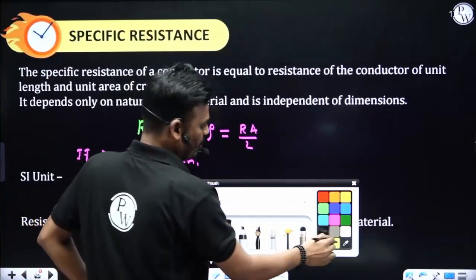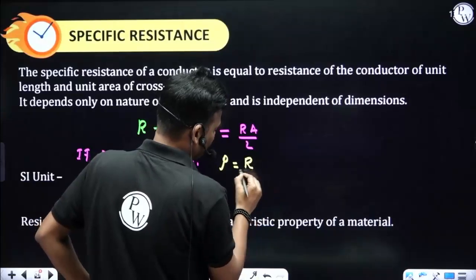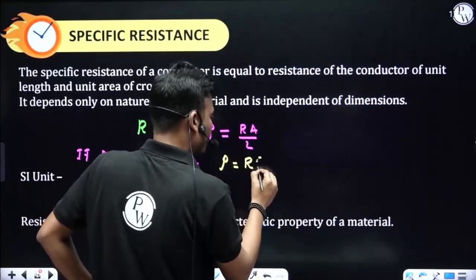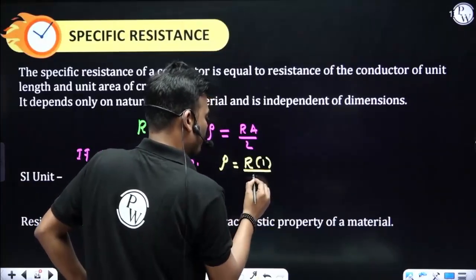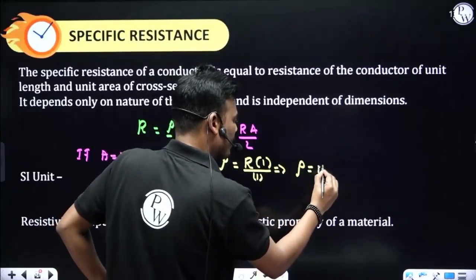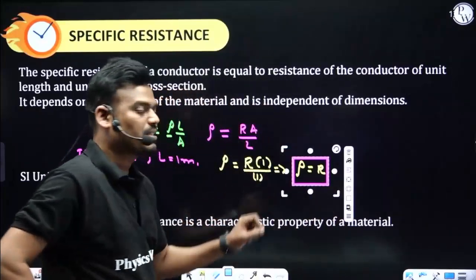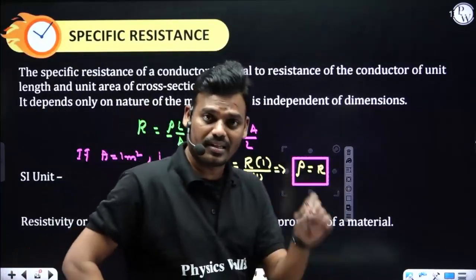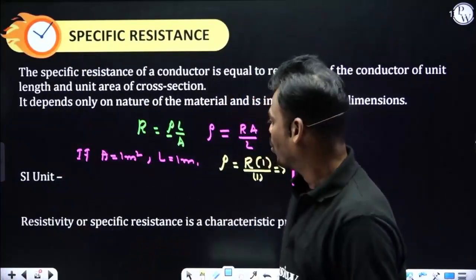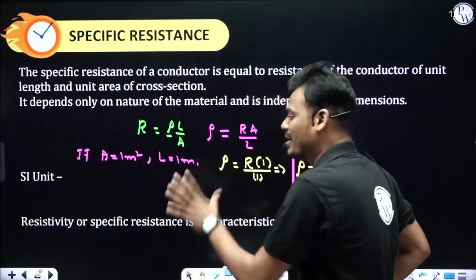What happens to the resistivity or specific resistance? R equals rho, with A in place of 1 and L also 1. So that indicates rho equals R. That means specific resistance is nothing but the resistance of a conductor when the area of cross section is 1 meter square and the length is 1 meter.